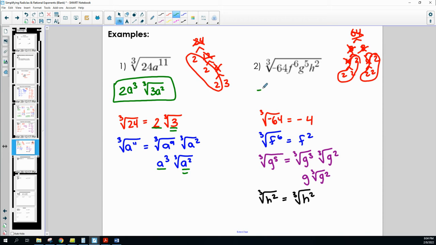So now on the outside, we have a negative 4, we have an f squared, we have a g, and then on the inside, we have a g squared, and we have an h squared.